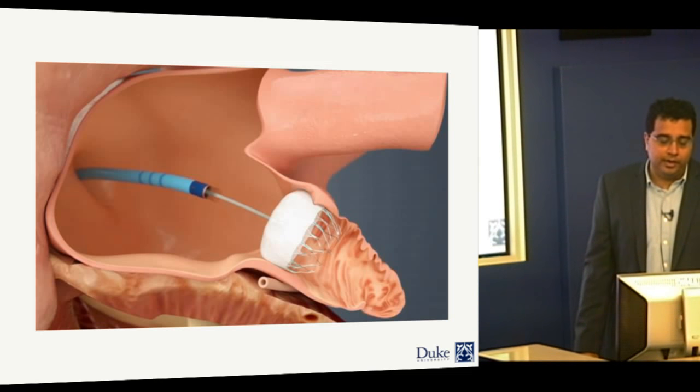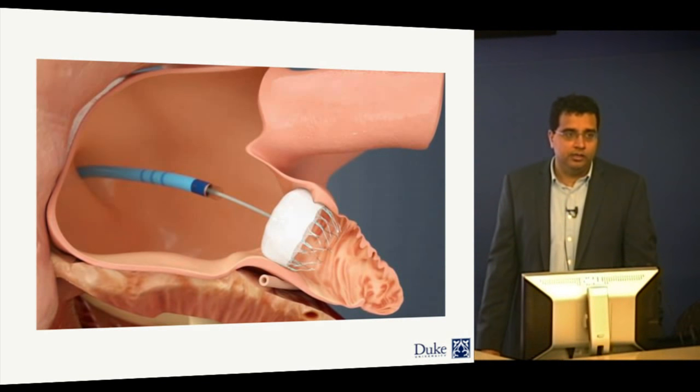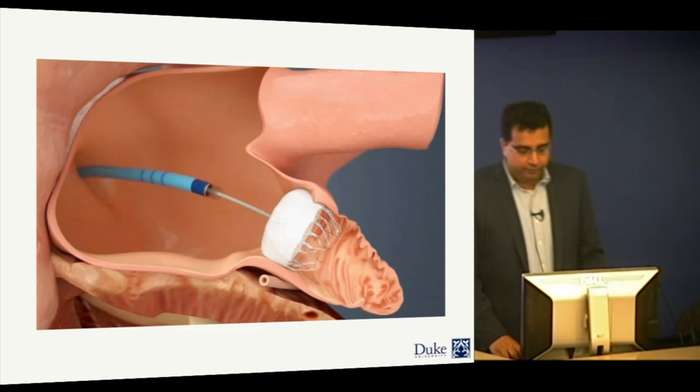You'll see more and more of this come out. There's about 1 million people in the United States who are candidates for this. There's been about 12,000 implants so far, but I think you're going to see a lot more of this come about. All right? So I'm just going to recap before we finish.